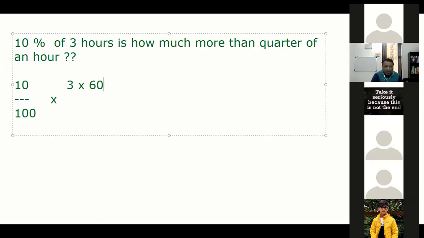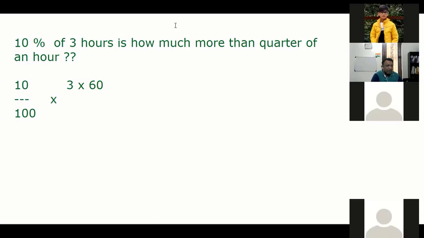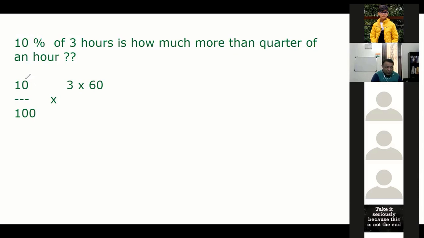So we got this. Now, Prachi, how will you solve this? 10 by 100 into 3 into 60. We cut 1 zero from the top to 1 zero in the bottom. Correct? Now we'll cut another zero from the top. What is remaining at the top? 3 into 6, 18. In the denominator only 1. So 18 by 1 is 18 minutes.